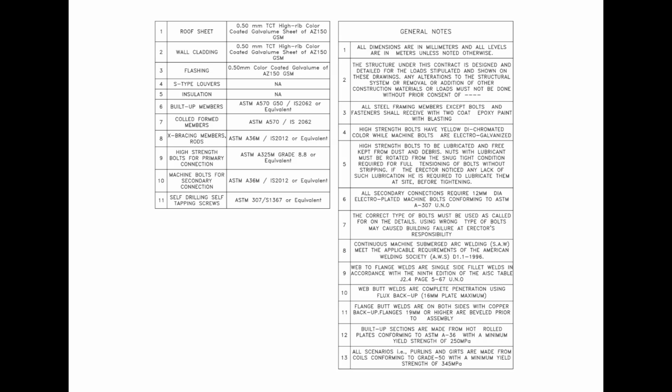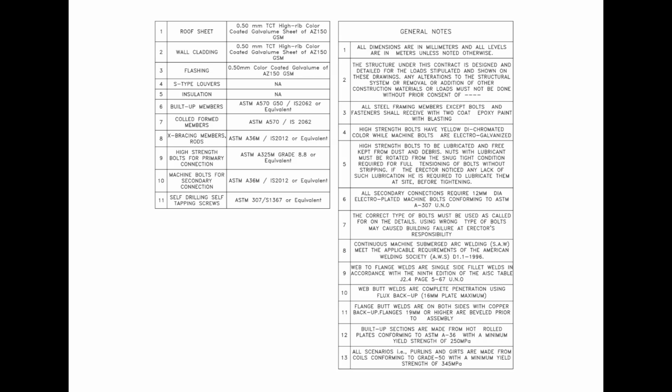On the right side, we can see the general notes. These notes provide project-wide requirements related to dimensions, structural modifications, painting, bolts, welding, and material properties. According to the drawing, dimensions are generally given in millimeters and levels in meters unless noted otherwise. Structural alterations, removal, or addition of structural members, construction materials, or load should not be carried out without prior consent as specified in the project notes.